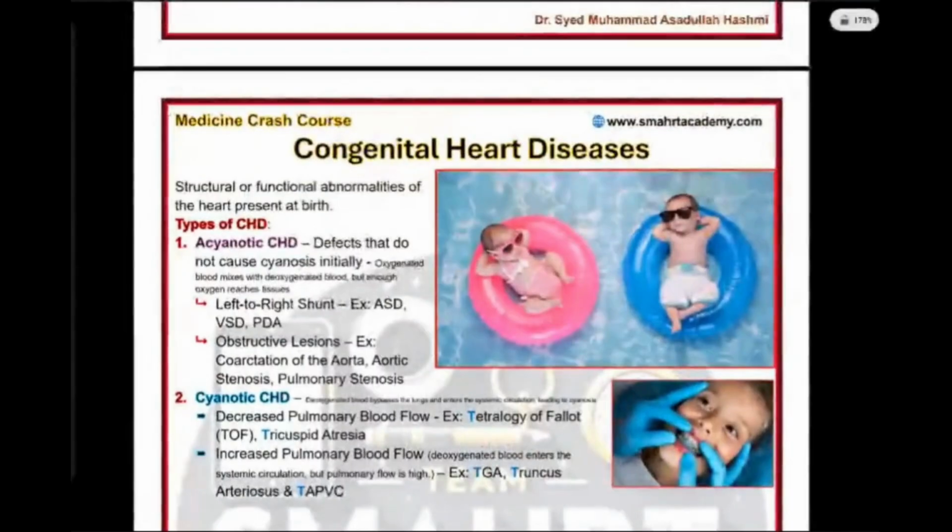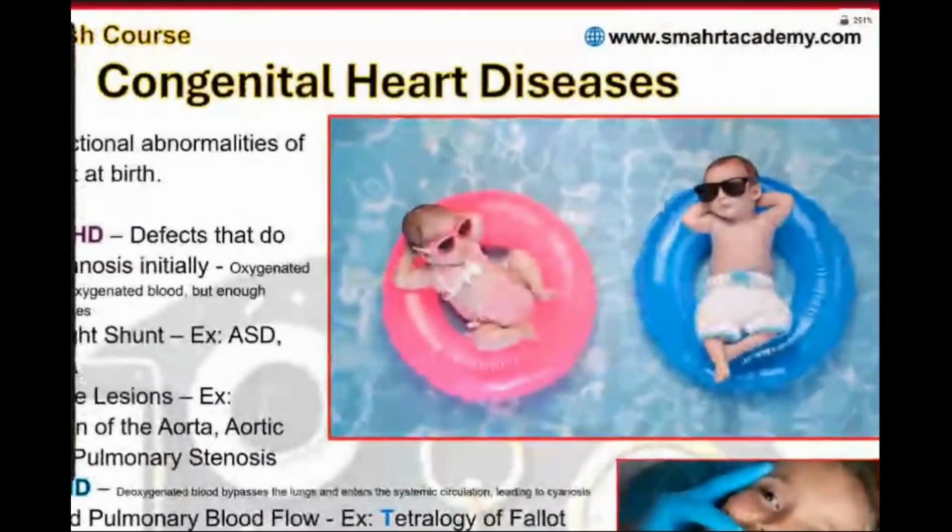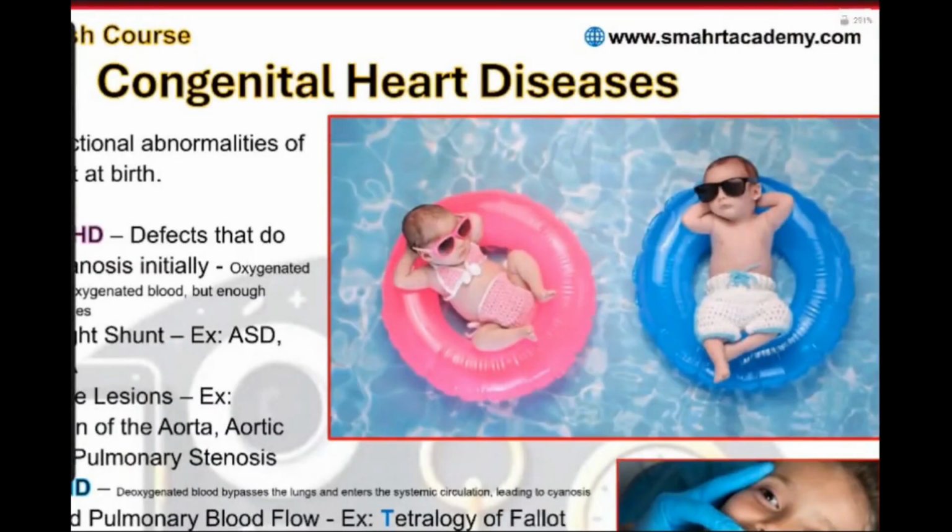Now let's talk about, what do we say, a cute picture. This is about CHD. At Nilofer Hospital, we have a separate ward for this. CHD, congenital heart diseases.